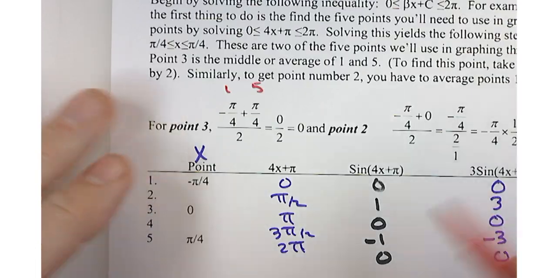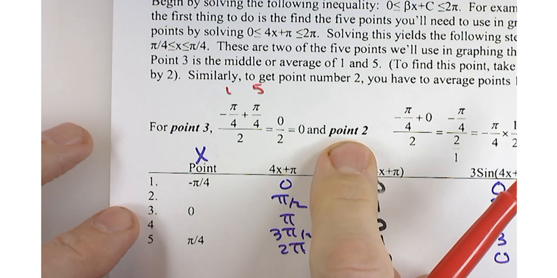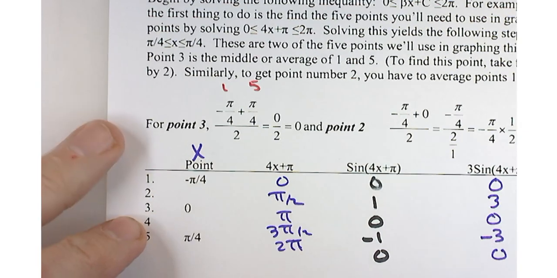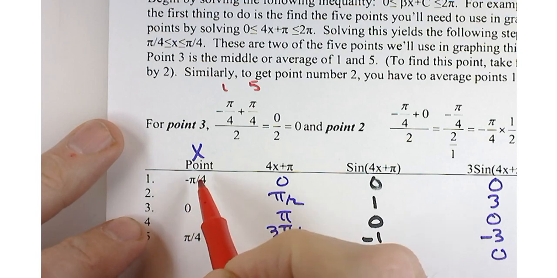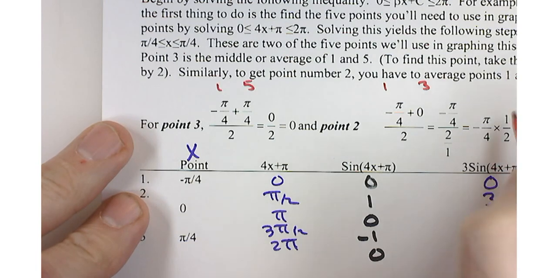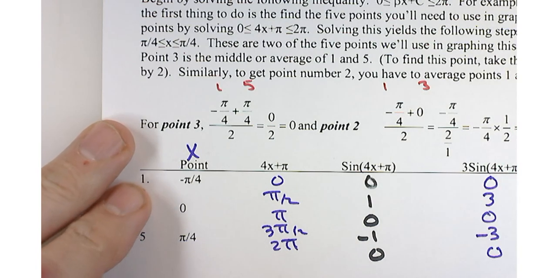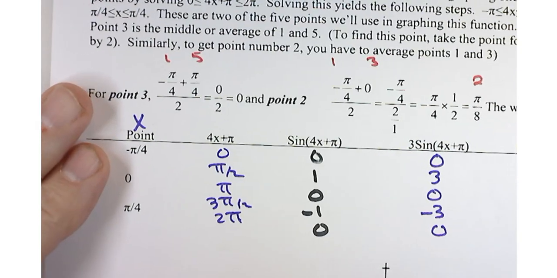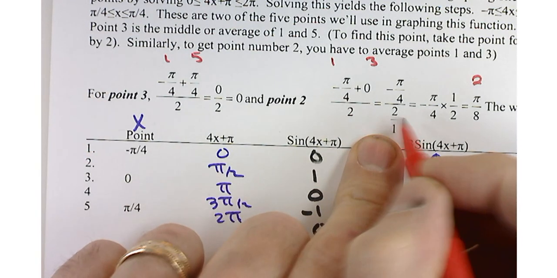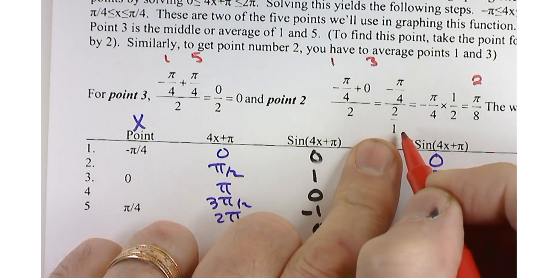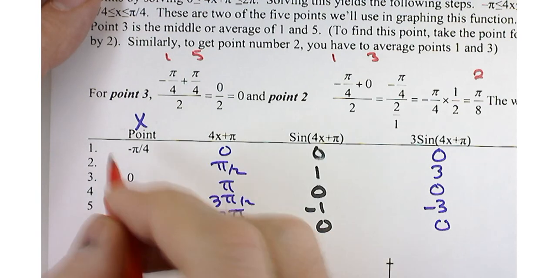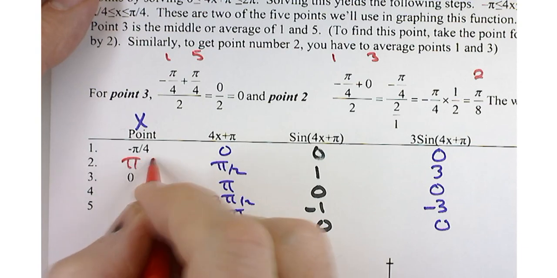How about point 2? Well, point 2 is just going to be the average of these two. So if I average 0 and negative pi over 4, so that's 1 and that's 3, I'll end up with point 2. So you add them up, divide by 2. For convenience, I'll think of that 2 in the denominator as 2 over 1. Multiply by the reciprocal and you get negative pi over 8. So let's put that in here, negative pi over 8.